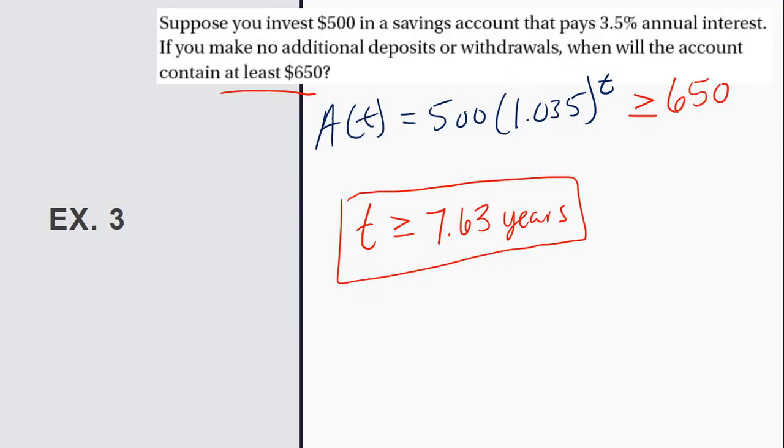Questions about solving that one? So now they know how long they have to save. So if your goal is to get to 650, with how slow your money's growing, you can't touch it for that amount of time.